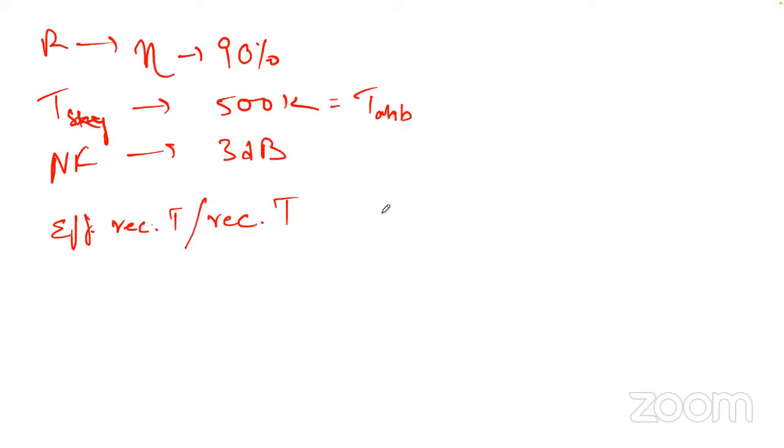Okay, so this means whatever the efficiency term is there is multiplied by the receiver temperature. This is the efficiency of the receiver, not the antenna efficiency. This is the antenna efficiency. Now there is no efficiency of the receiver given. So every electronics term has an efficiency term involved with it. So we will consider this as 1.